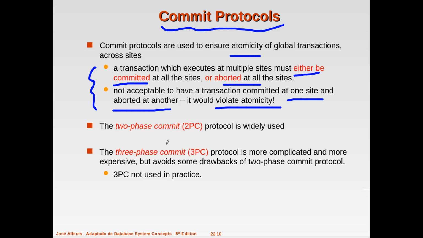There are two commit protocols which are commonly available. The first one is the two-phase commit protocol, usually called the 2PC protocol, which is very widely and most commonly used. The second one is the three-phase commit protocol. The implementation is a little complicated and it is more expensive also, so it is very rarely used.